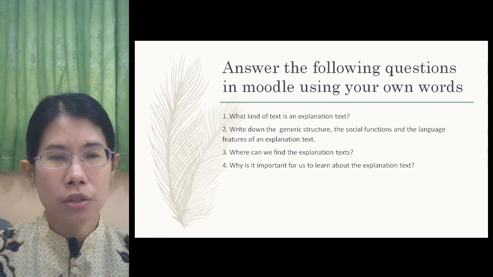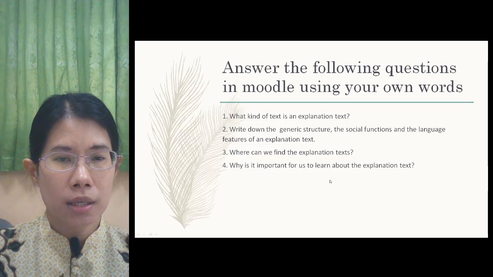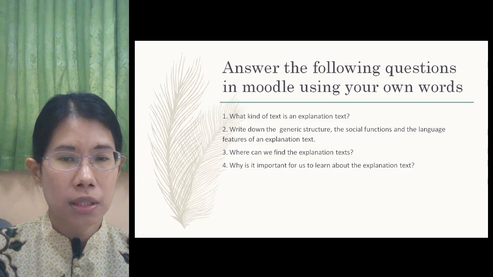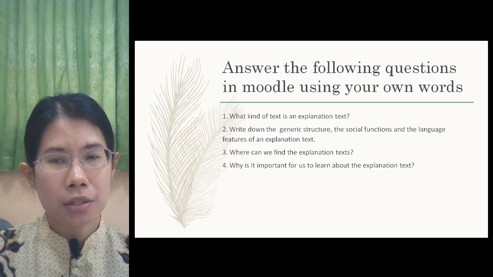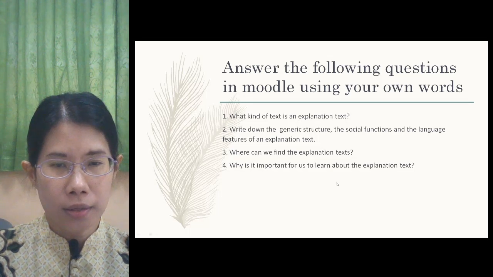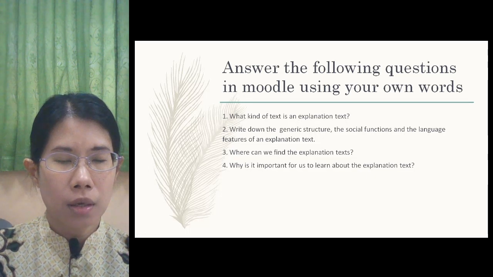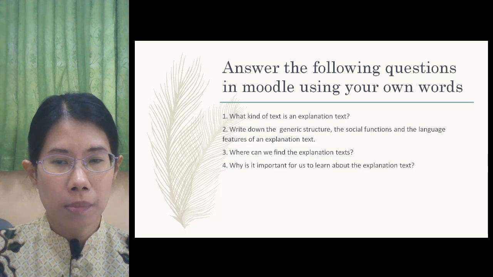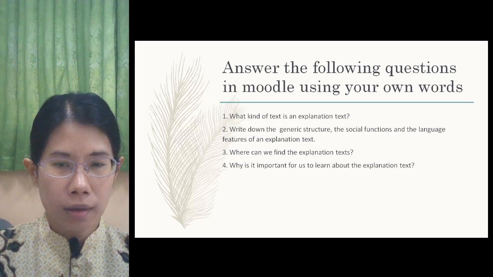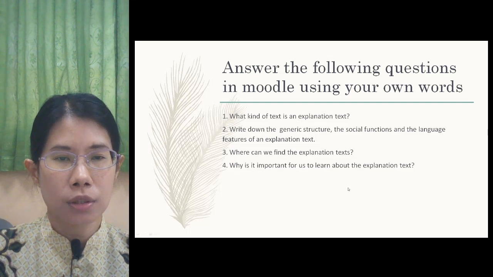And the next thing you must do is to answer the following questions in Moodle using your own words. Number 1, what kind of text is an explanation text? Now we've learned about what the explanation text is about. You might write it down using your own words. Number 2, write down the generic structure, the social function, and the language features of the explanation text. You don't have to go into detail, just write down the dominant features. Number 3, where can we find the explanation text? Number 4, why is it important for us to learn about the explanation text? For question number 4, of course, you need to dig into your own thinking. Okay, try to answer these questions honestly using your own words.